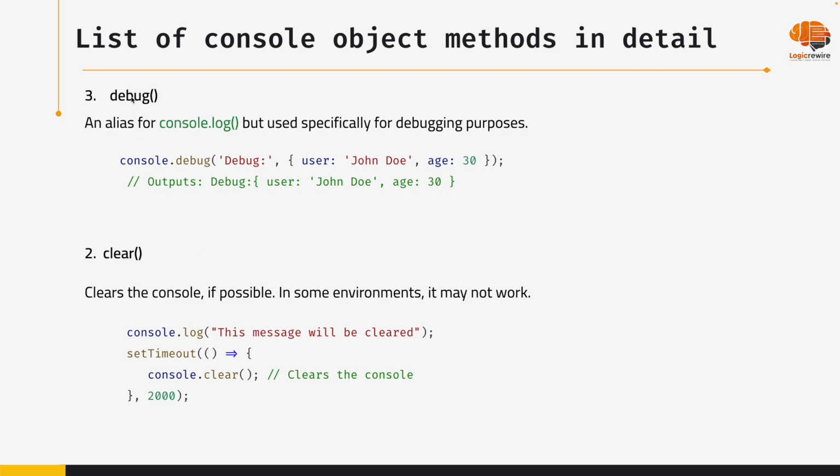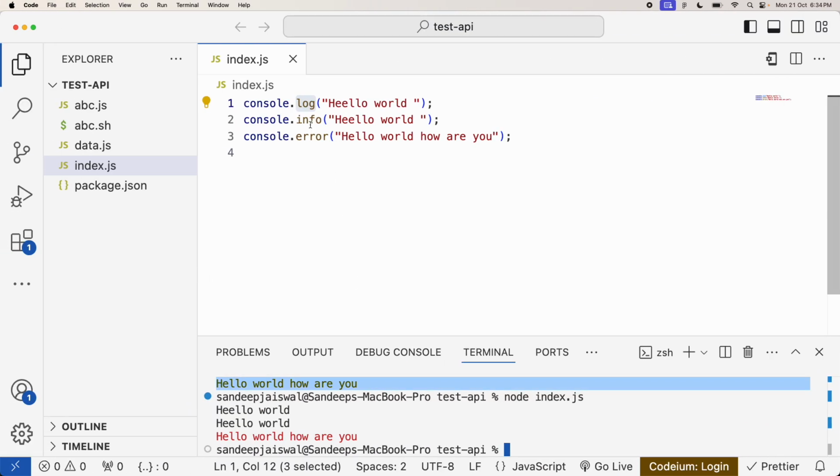In the same way, if you want to debug any Node.js application, it's like console.log only. Let's suppose you want to clear. There is one method called clear. Now see, I have printed so many console messages, right? I'll print the warn message here also.